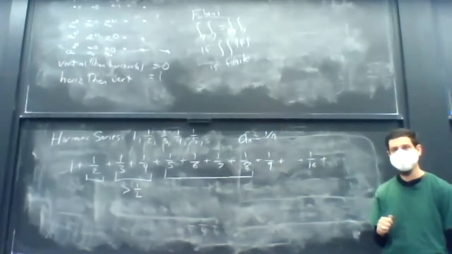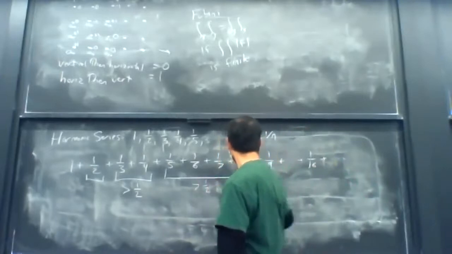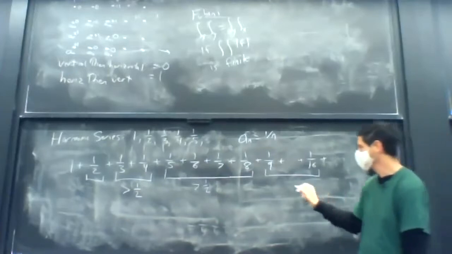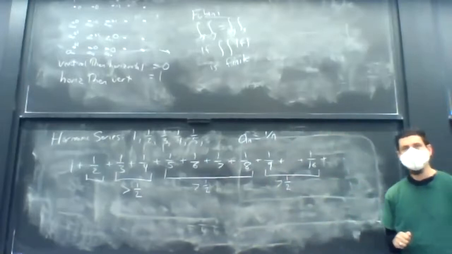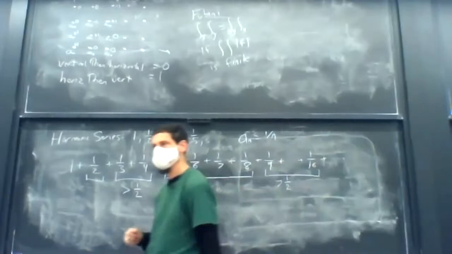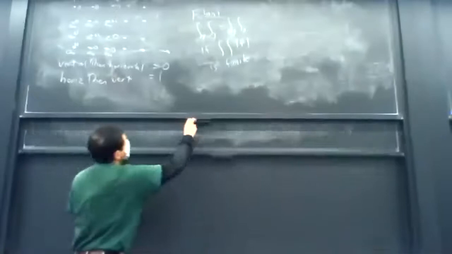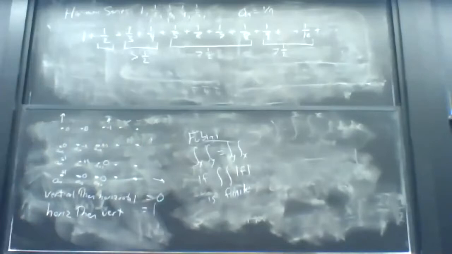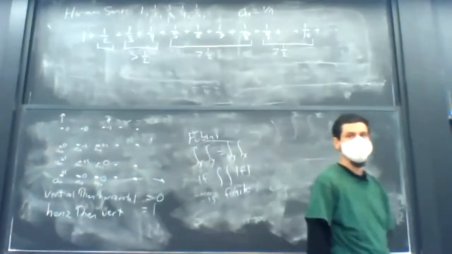What can you tell me about that sum? It's greater than a half. Over here, I have 8 terms, each at least 1/16. It's greater than a half. So if I march down like this, that is enough to prove that the sum diverges. Because I just take larger and larger windows, and with the larger and larger windows, it's going to just be adding at least a half, at least a half, at least a half, at least a half. So the infinite sum diverges.